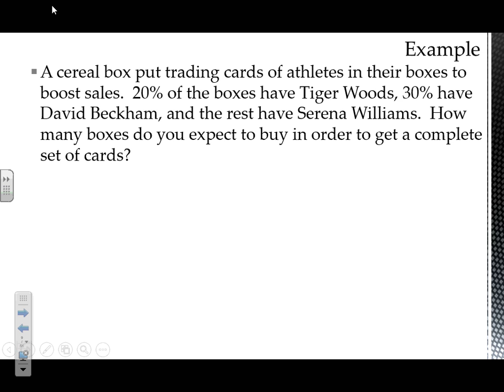So we know that this cereal company has packaged cards within their cereal boxes. 20% of the boxes should contain Tiger, 30% should have David Beckham, and the rest should have Serena Williams. Now, can you imagine running this type of simulation with real-world information? What would we have to do?